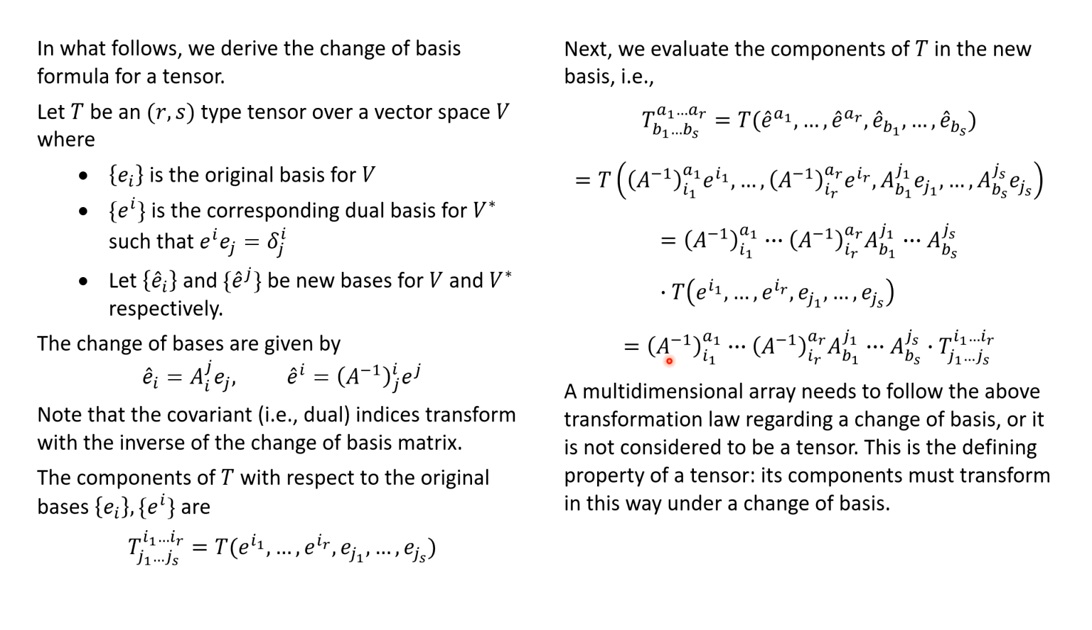This is important because a multidimensional array needs to follow this formula in order to be considered a tensor. In fact, this is the defining property of a tensor in addition to the multilinearity property. What we'll see in the next lesson is the multidimensional array definition of a tensor. And that does not require this additional change of basis property that we've shown here. And in fact, the next lesson will be much simpler because we don't have this requirement.